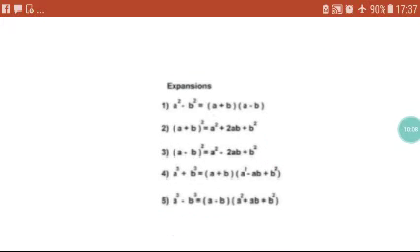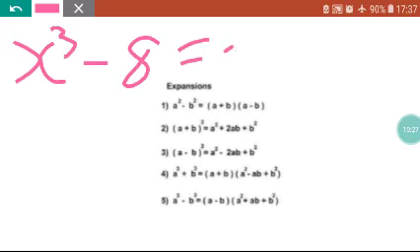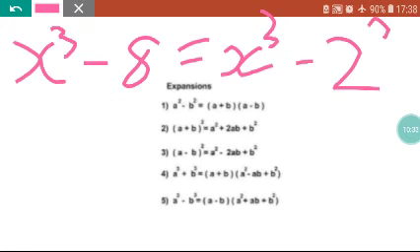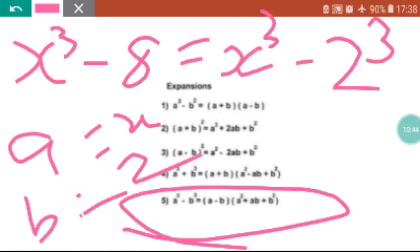Suppose any expression is given like this, x cube minus 8. You are confused how to do this. You have to focus on whether this is a perfect cube, so check whether 8 is a perfect cube. Yes, we'll find that 8 is also a perfect cube. So this is x cube minus 2 cube. Now which formula? Obviously a cube minus b cube. Here a is equal to x and b is equal to 2. Then use this formula and we can find the solution.